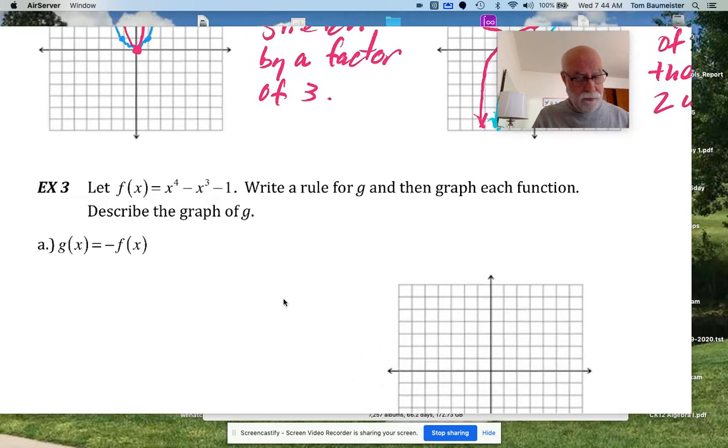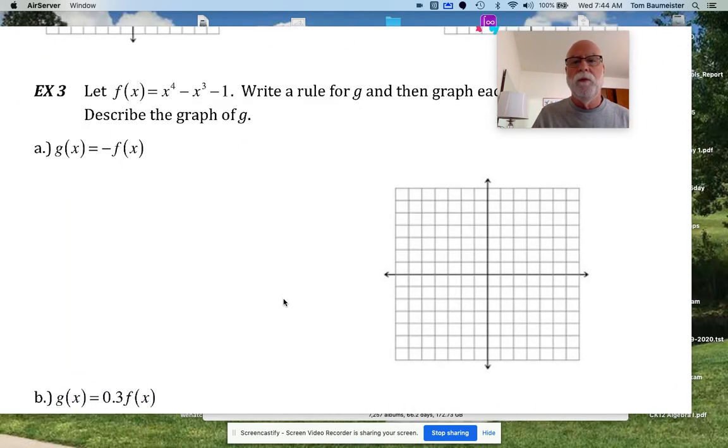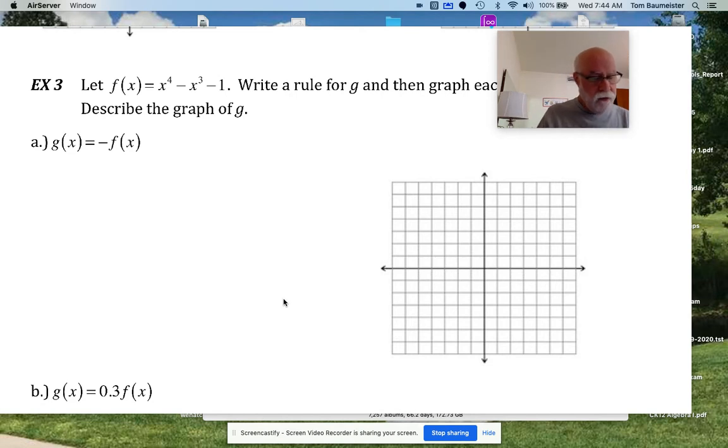Okay, I modified the homework a little bit, so you did do a couple of each one, some that are a little more involved than the other ones. All right, so on this one here, let f of x equal x to the 4th minus x cubed minus 1. Write a rule for g and then graph each function. Describe the graph of g. On A, we have f of x. G of x is equal to negative f of x.